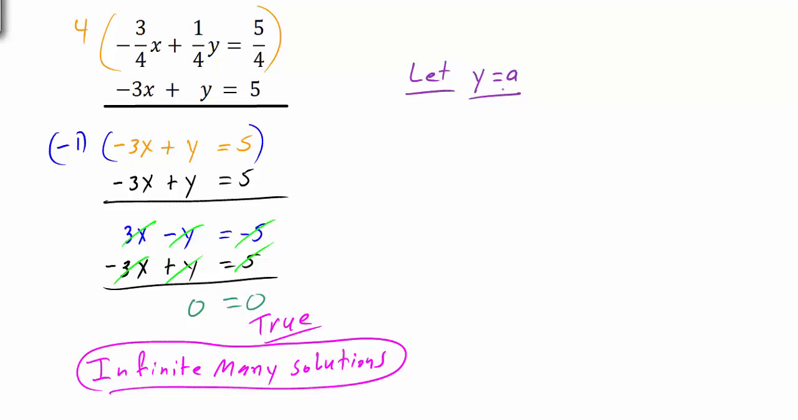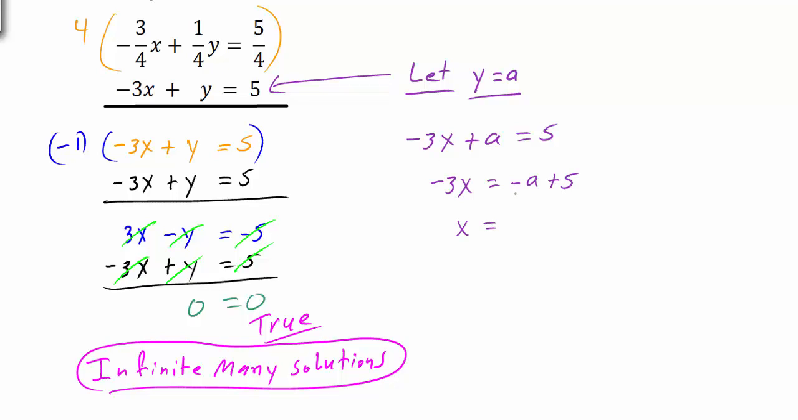I'm just using a. So if we let y equal a, we're going to substitute a in for y and solve for x. So here we would have negative 3x, and in place of y, we're going to substitute in the a, equals 5. And then if we solve for x, we have negative 3x is equal to, subtract the a, so that's a negative a, and we still have the plus 5.